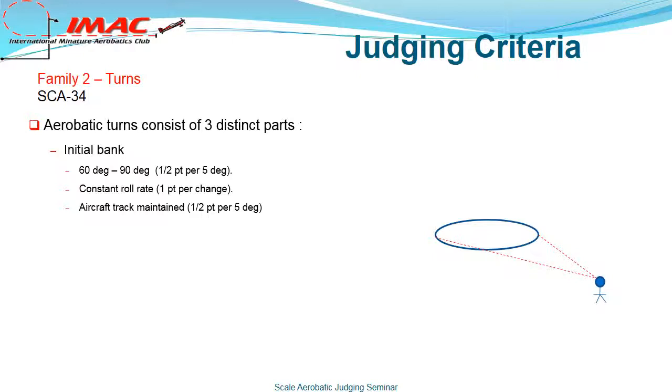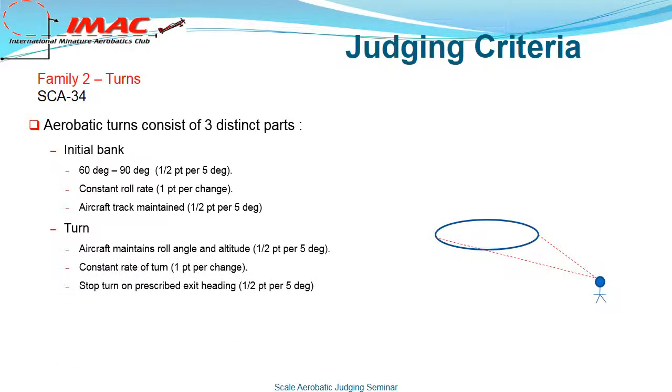The roll rate must be constant, with 1 point per rate change assessed. While this roll is being performed, the aircraft must remain on the established track line. Departures from the line require a 1/2 point per 5 degree downgrade. After the initial bank is complete, the pilot immediately begins the turn portion.